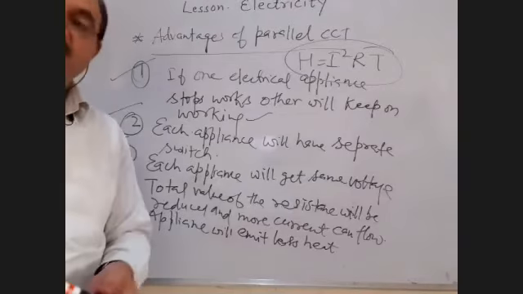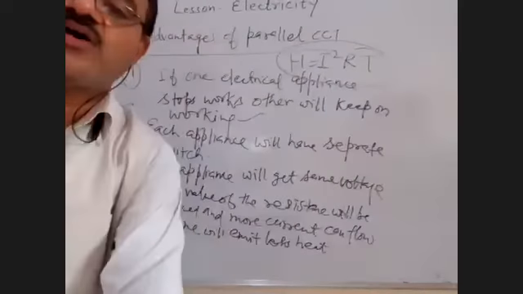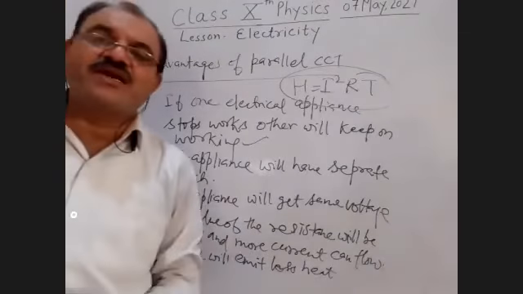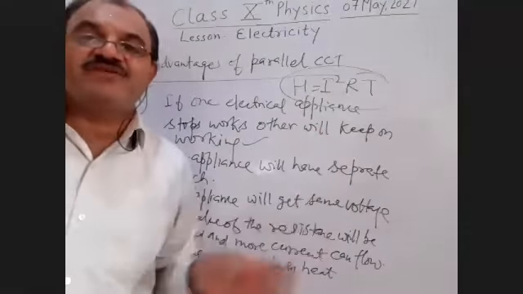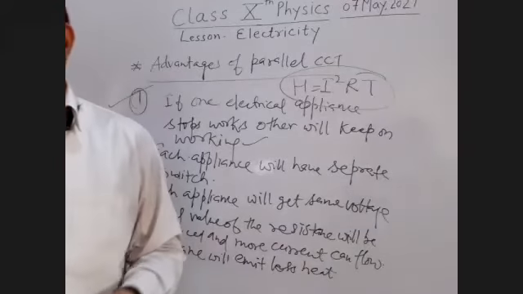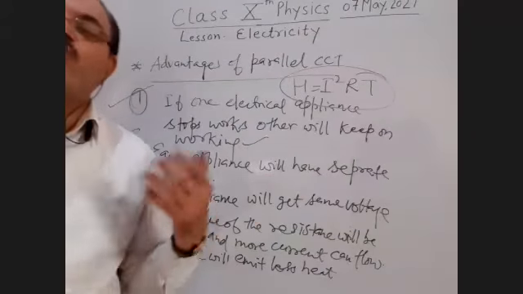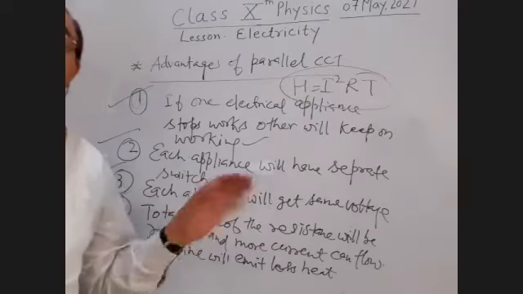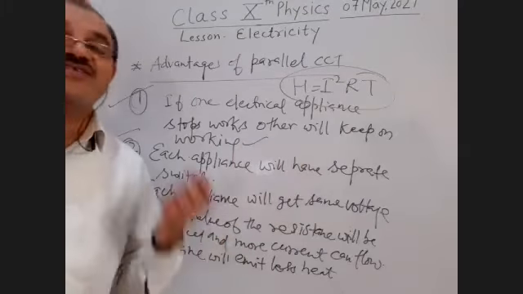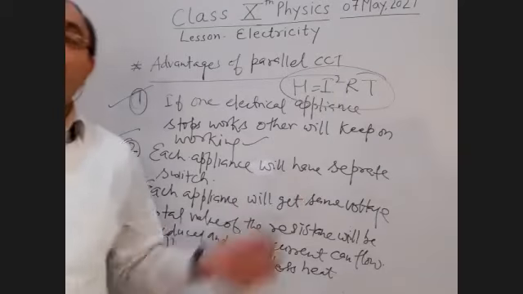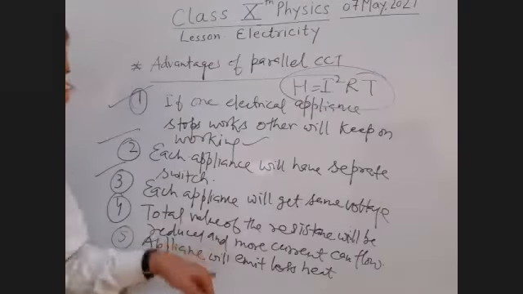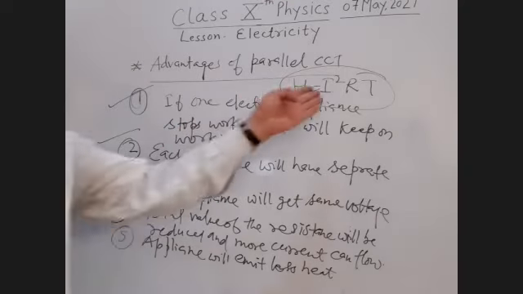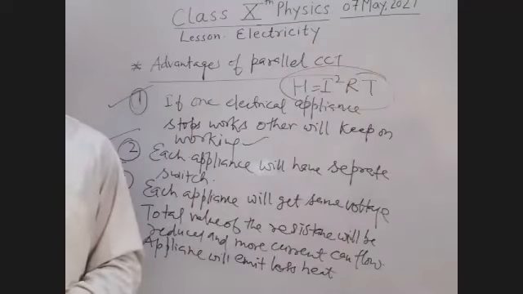Is it clear, students? How is it possible? You might have seen nowadays in laptops and so many other electrical appliances, they are giving a fan at the back side. One fan is there, or somewhere they are giving coolants. Why is a fan given in the laptop? I was thinking about this. When you study this advantage of parallel circuits and Joule's law, you will get the answer.